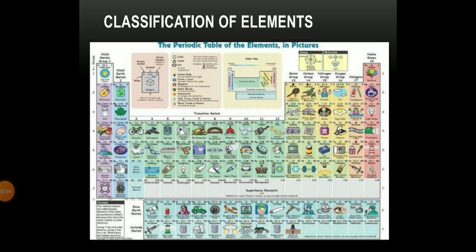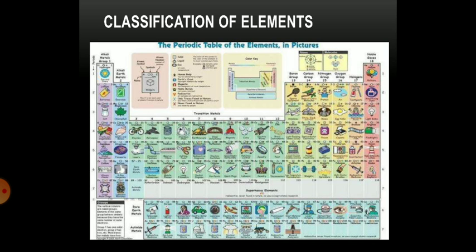Students, we are on the topic of the modern periodic table, and this is the next part of it. In our previous lecture, we saw the different electronic configurations of elements, as well as the different blocks of the periodic table. In today's lecture, we are going to start a new point, that is classification of elements.